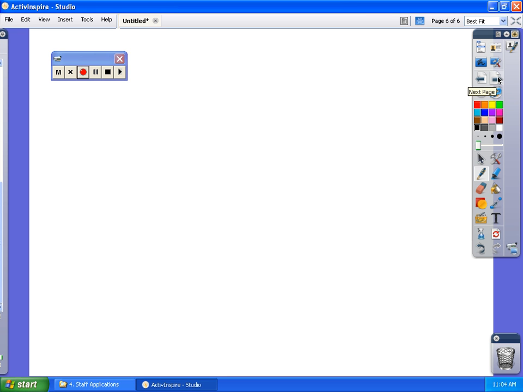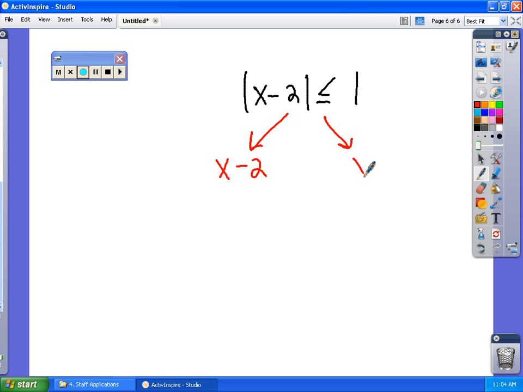Number 8, on the graph below, graph the solution. So I have an absolute value inequality. So this is going to turn into 2 problems. x minus 2 and x minus 2, the stuff that is inside the absolute value I write twice. One of them I'm going to say is less than or equal to 1, and the other one I'm going to make a negative 1 and flip the sign. And then because this is a less than, this is an and problem.